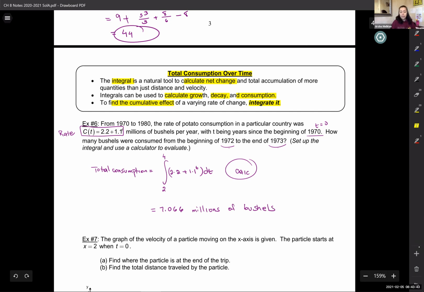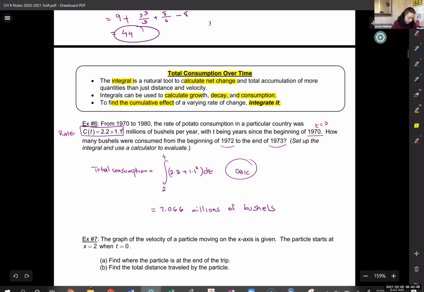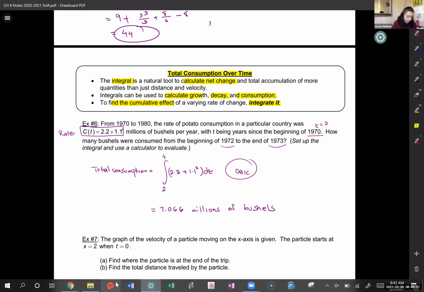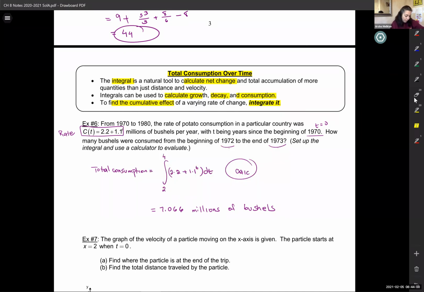All right. Do you guys remember how to put the integrals in your calculator? Either chat me or raise your hand or something if you don't remember, and I'll go over it. Okay. Let me start my calculator and we can go over it.